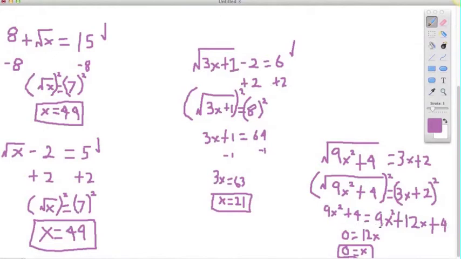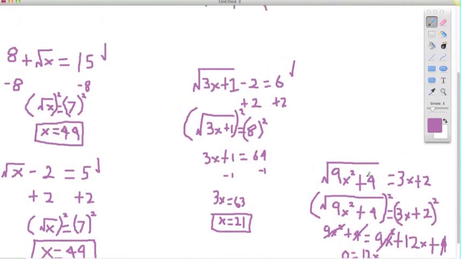Here we simply subtract 9x squared from both sides, canceling both of them out. Then we subtract 4 from both sides, canceling those out. That leaves us with 0 on this side, and whatever's left is 12x. So 0 equals 12x. Then you divide both sides by 12, giving you 0 equals x. When you input 0 into this equation, it comes out to be true. That proves that 0 is your answer.